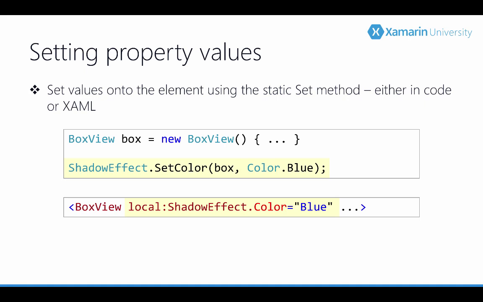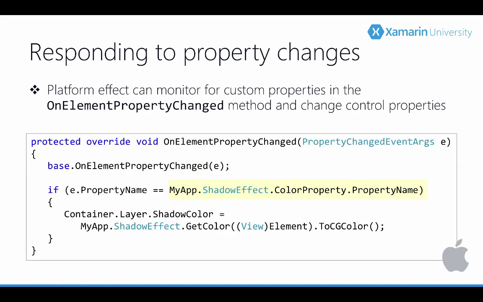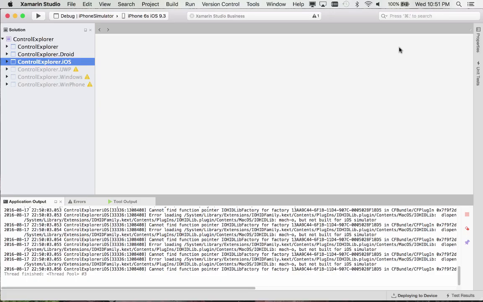Attached properties can also be set in XAML as seen below. The platform effect can then monitor these properties just like any property defined on the element itself. And this makes the OnElementPropertyChanged method even more powerful. Here you can see we're looking for our custom color property and adjusting the shadow color when we see it change.